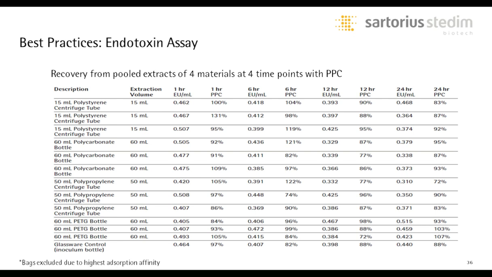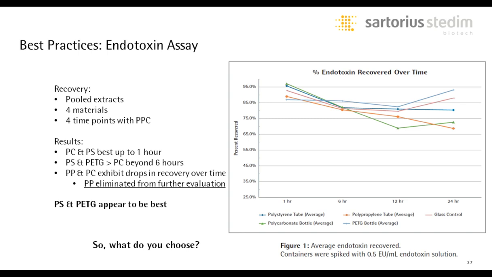The resulting data was compiled, but as you can see, it's a little difficult to assess in table format, so it was converted to a graph. And I'd also like to point out here that bags were included in this study, but they were excluded from the data set at this point because of their relatively high absorption affinity compared to the other 4 materials. Because it was so far out of scope, it was just eliminated from further review here.